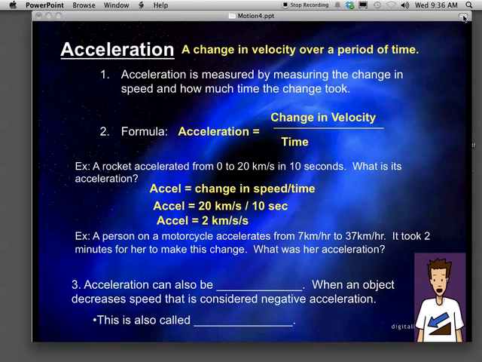Let me say it in a more familiar unit. If your car is traveling at 10 miles per hour and you increase to 20 miles per hour, and it takes 1 second to do that, what was your acceleration? 10 miles per hour per second. Every second that went by, your speed increased 10 miles per hour. So you just combine whatever units are in your problem.